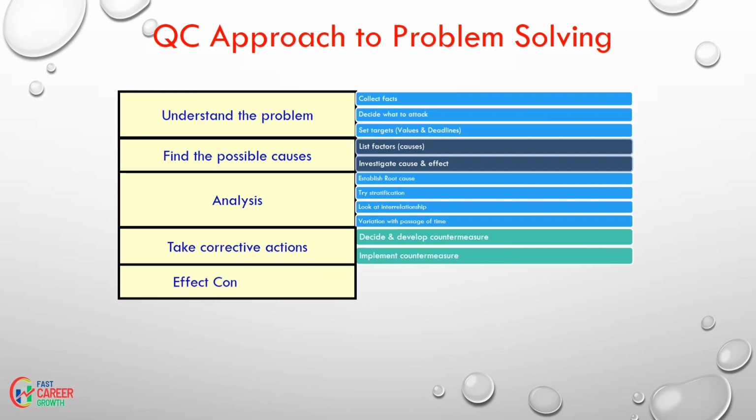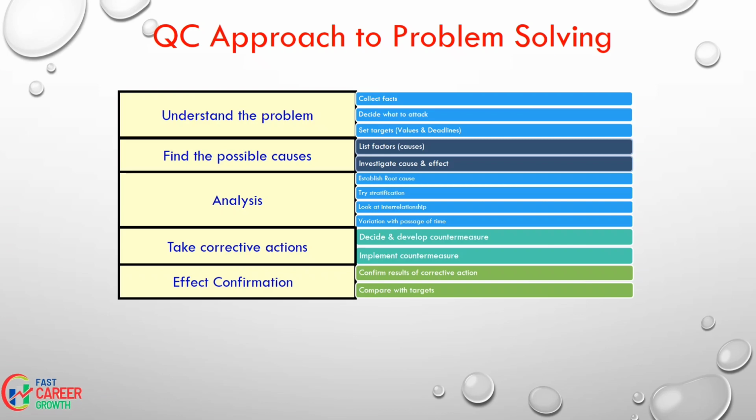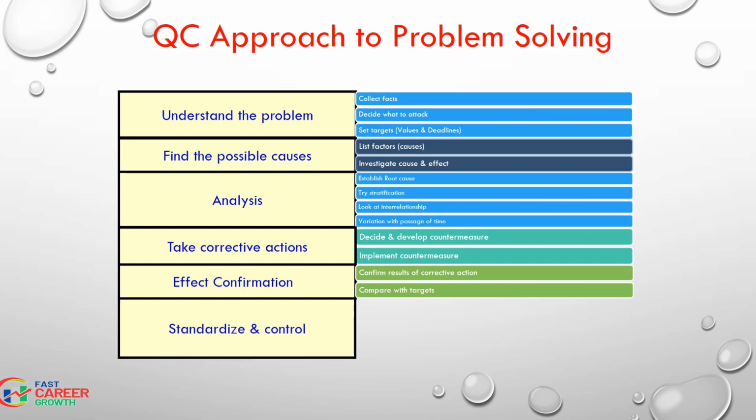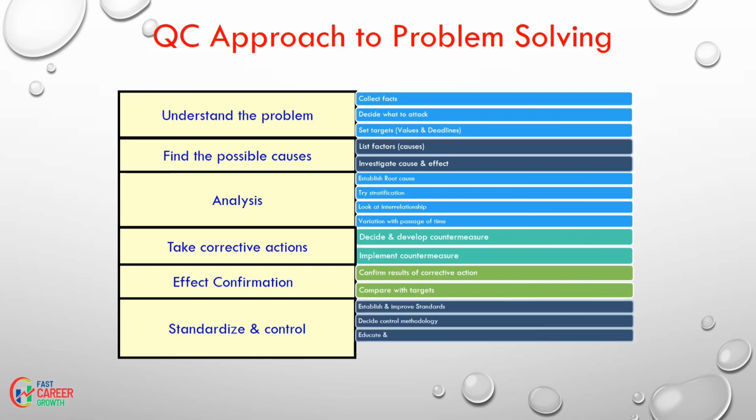Fifth stage is effect confirmation of action. Whether the action taken gives the desired result or not. If not, then step 2 onwards is repeated. Sixth stage is to establish the improved process, and it is incorporated in documents. People's awareness level is increased, and the same is horizontally deployed in other processes.